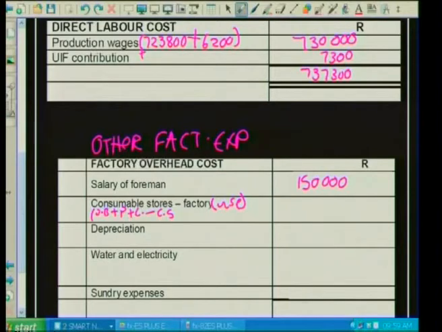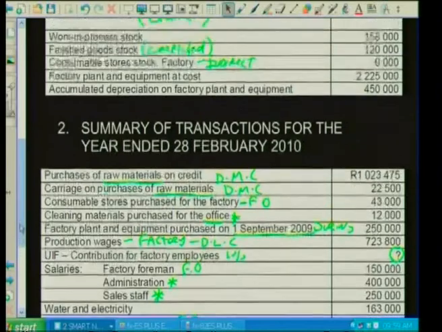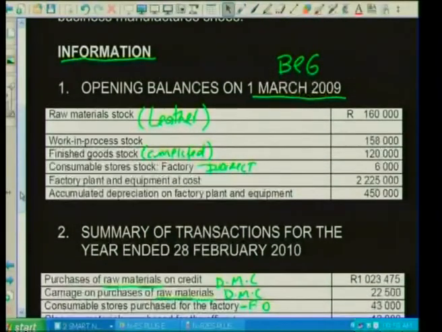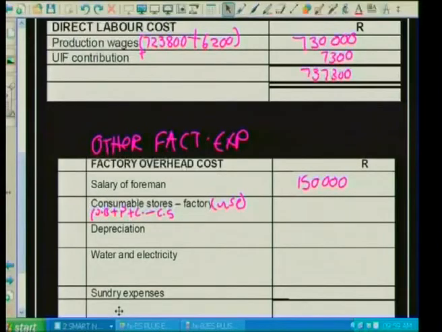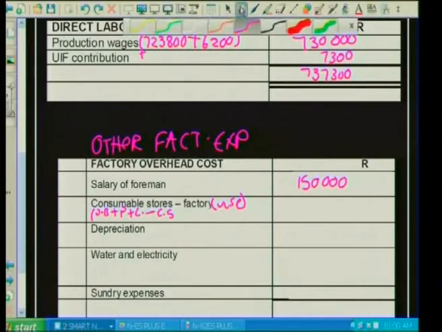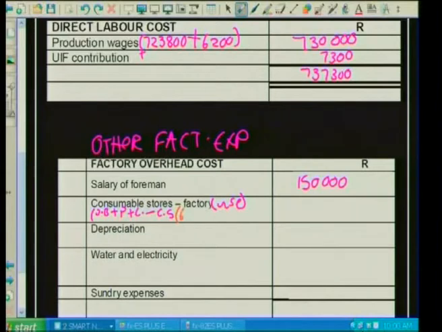Let's start firstly with your opening balance. So back to the question, and we're looking at information at the top. My consumable stores stock opening balance, I started off with 6,000 Rand worth of stock at the beginning of the year. So let's bring that through. So consumable stores opening balance, guys, I just want to change the color of the pen here. So open brackets, 6,000.